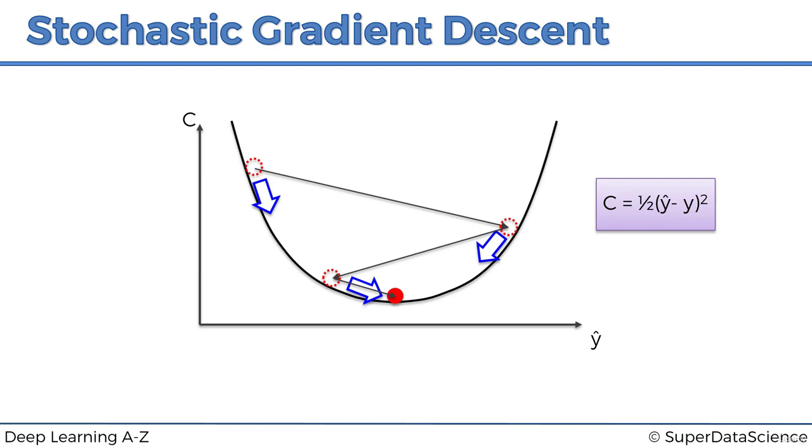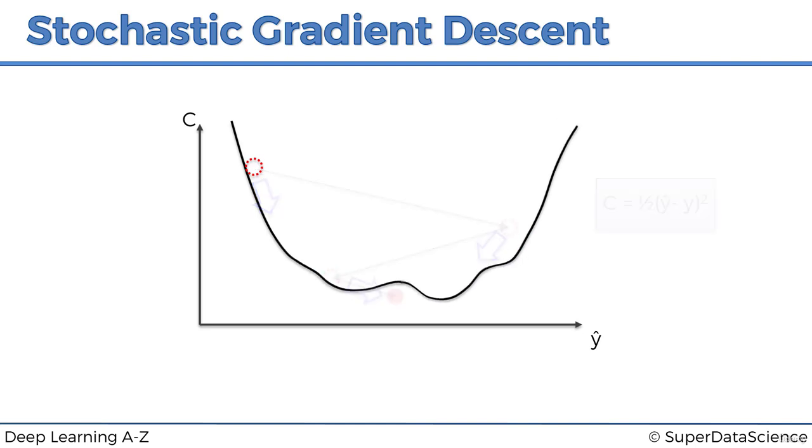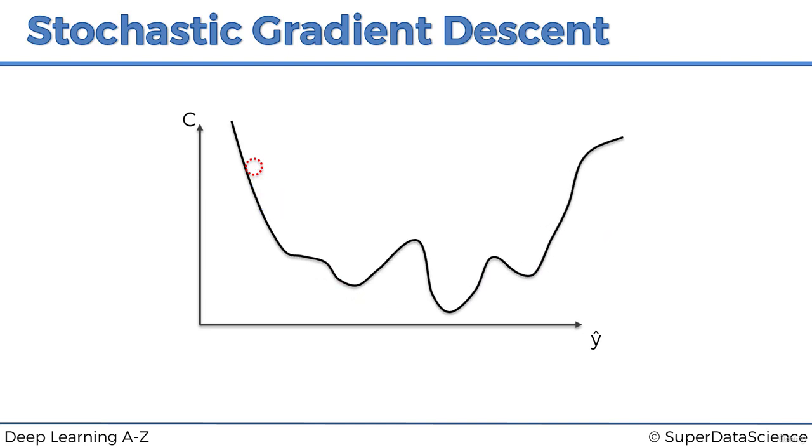But what if our function is not convex? What if our cost function is not convex? What if it looks something like this? Well, first of all, how could that happen? Well, that could happen if we first of all choose a cost function which is not the squared difference between y hat and y, or if we do choose a cost function like that, but then in the multidimensional space, it can actually turn into something that is not convex.